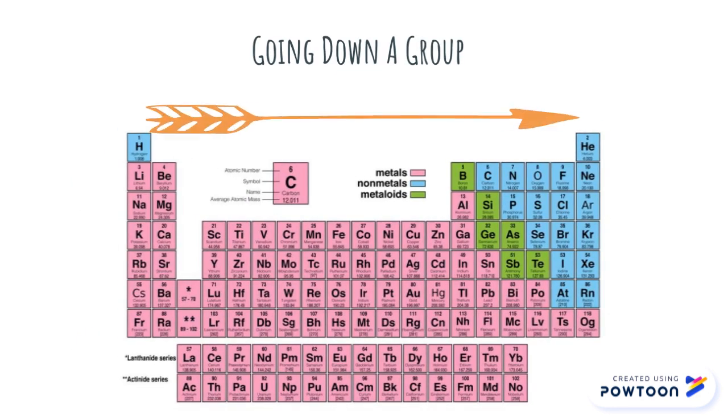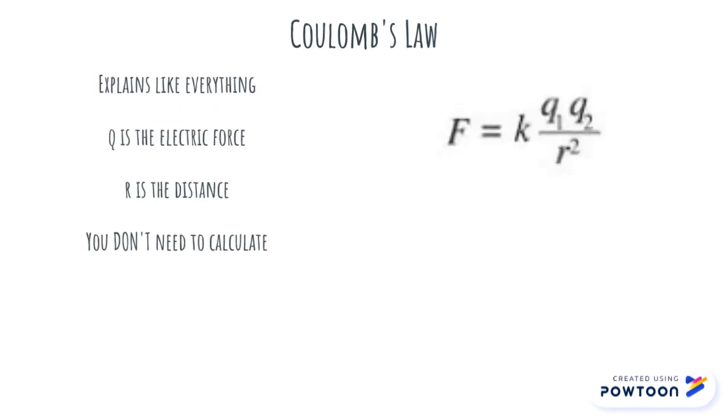Okay, now we know why ionization energy increases when moving across a period, but why does it also increase when we're moving up a group? Well, allow me to introduce to you Coulomb's law. Coulomb's law is basically the Bible for periodic trends. It can basically explain everything. So this here's the formula. Don't freak out. You do not need to ever know how to calculate using it. You just need to understand what it means and what it does.